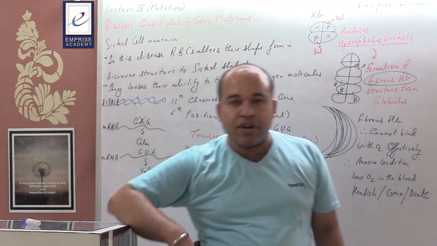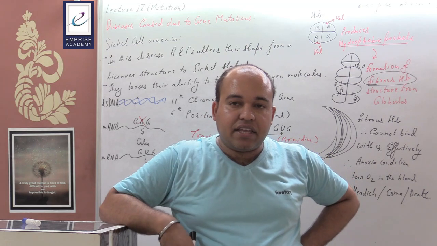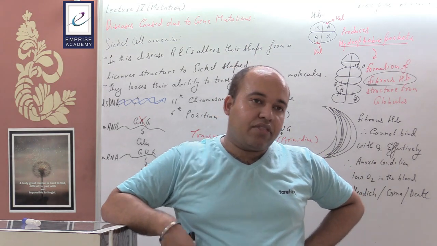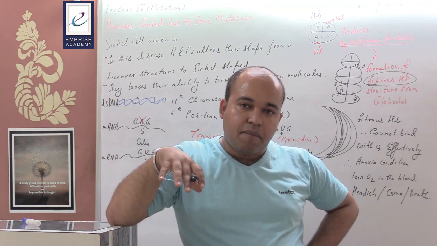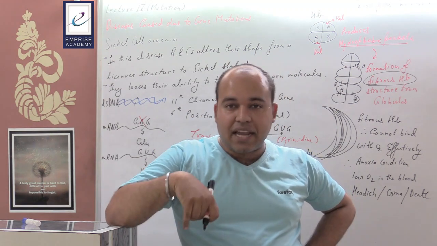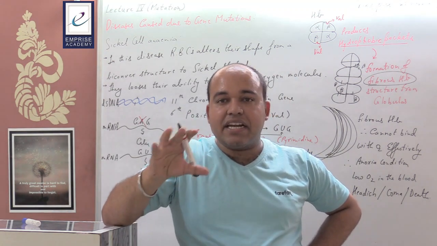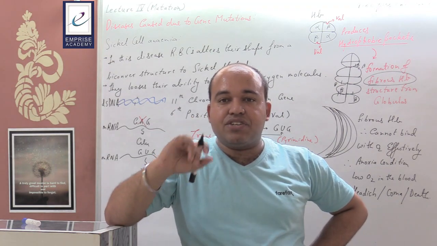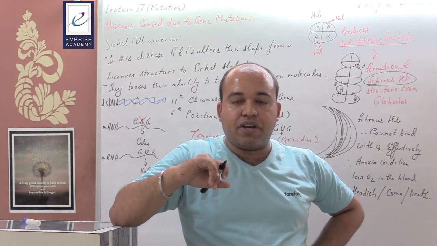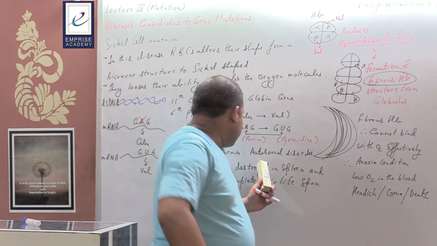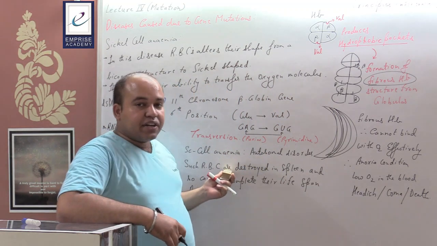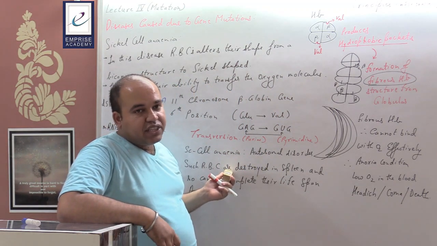Another very important point about sickle cell anemia is that in the case of sickle cell anemia, the malaria parasite Plasmodium cannot complete its life cycle. That is why sickle cell anemic persons are resistant to malaria infection because of predetermined destruction of RBCs within the spleen.